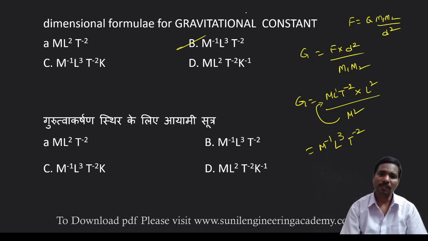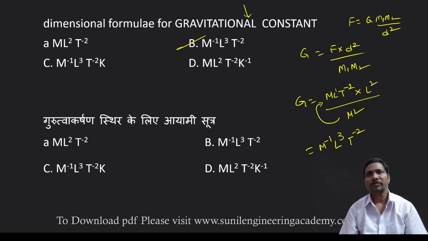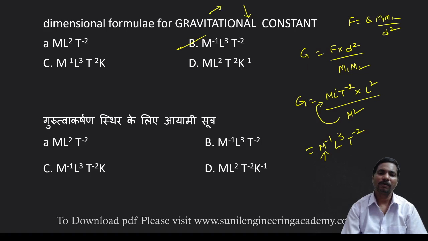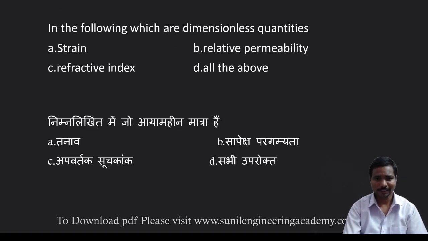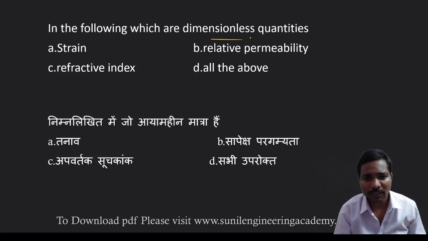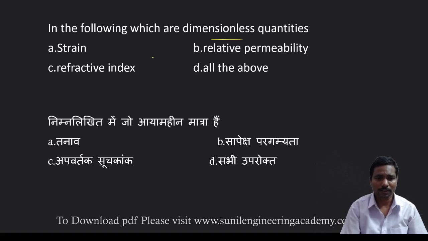Remember one thing here, one important question. The quantity having a negative mass term is the gravitational constant. Potential, resistance, all these were discussed in the theory classes. Now I want to complete the session as soon as possible. In the following, which are dimensionless quantities, already given: strain, relative permeability, refractive index, all. So the answer is option D.